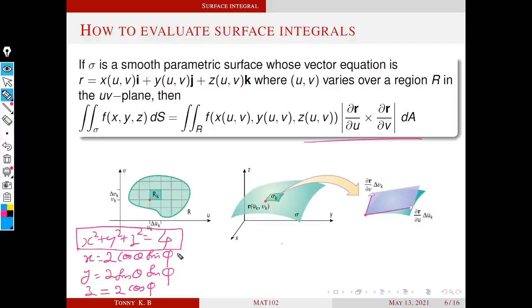These three formulas give the parametric form of the surface. Now everything is in terms of two variables. Instead of u and v, here we take theta and phi. So x = 2 cos θ sin φ, y = 2 sin θ sin φ, z = 2 cos φ. Here 2 is the radius of the sphere. It is clear that x, y, z are all in terms of the two parameters theta and phi. This is the idea of parametric representation of a surface.